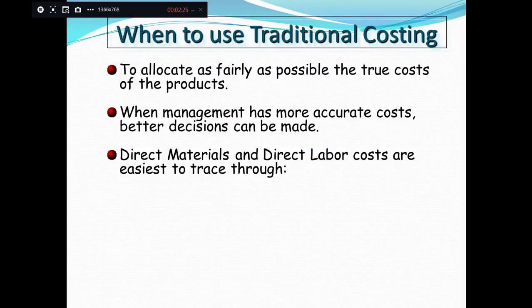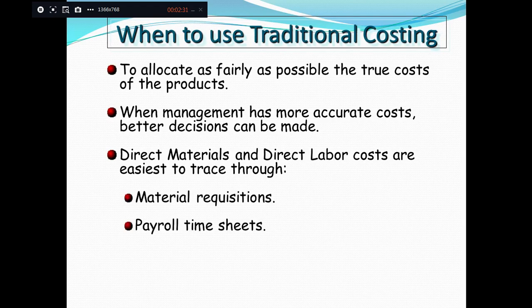So in the traditional costing method, direct materials and direct labor costs are easiest to trace through material acquisition and payroll time sheet, where material acquisition is used to determine the amount of material used in the cost, and payroll time sheet is used to determine the direct labor cost. So using this we can determine the cost of direct labor and direct materials.